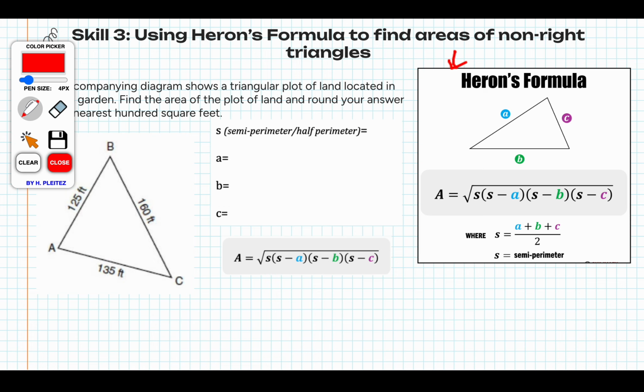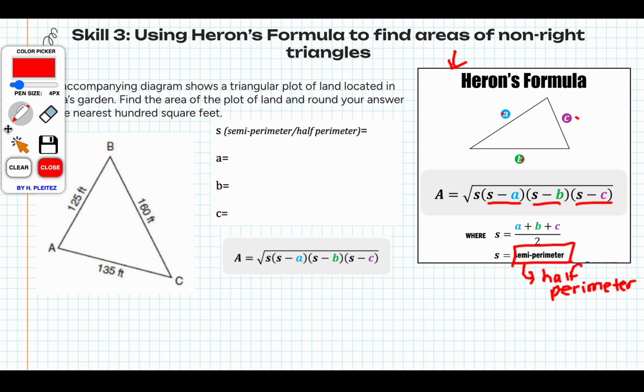So the area is equal to the square root of s times s minus a times s minus b times s minus c. Now a, b, and c, these are just sides of our triangle. It doesn't matter what you put as a, b, or c, those are just your three sides. And then s is your semi-perimeter. Now another word for semi-perimeter is just half of your perimeter. So let's just get right into an example.